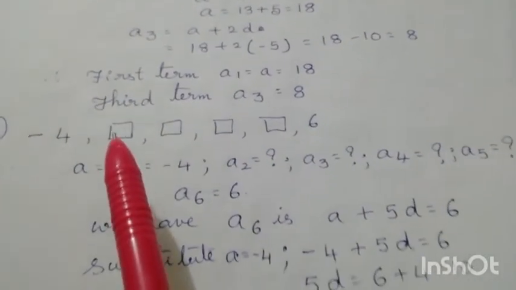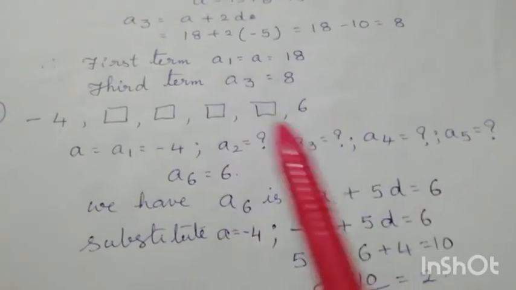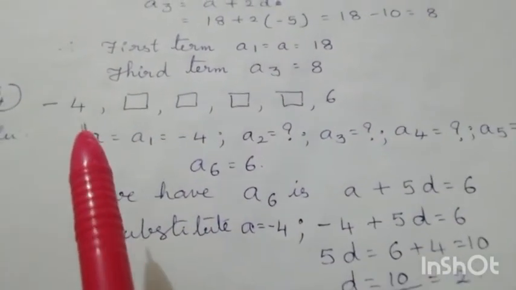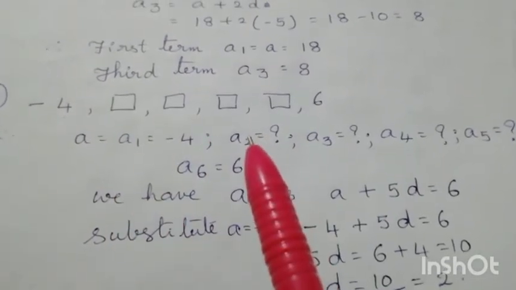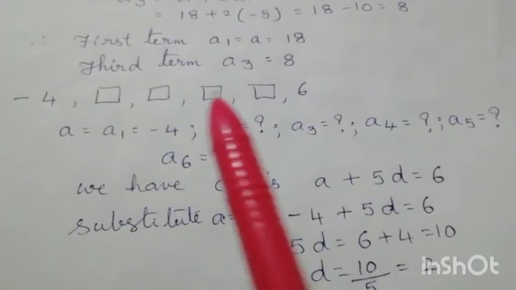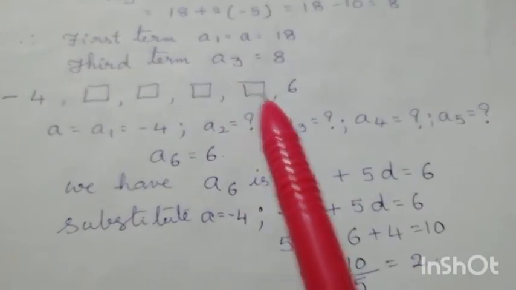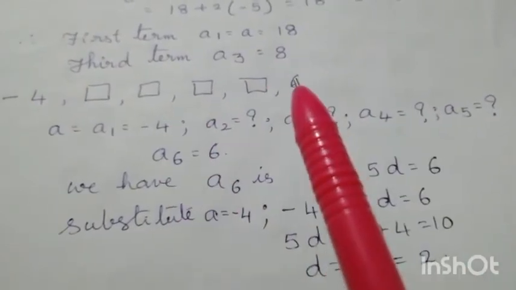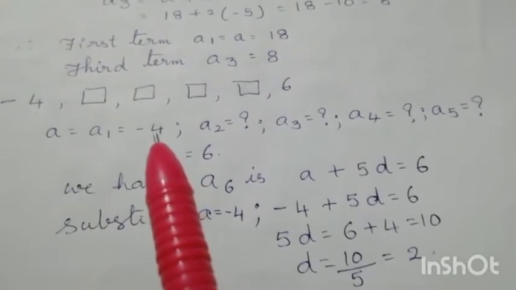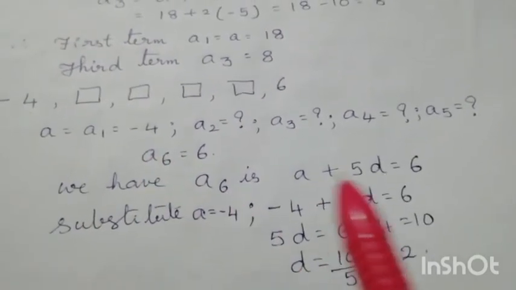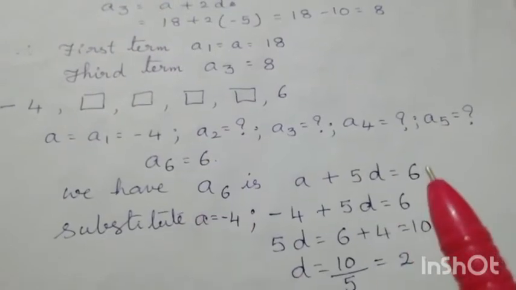Now we come to the next question. Minus 4, blank, blank, blank, blank, 6. Here we are given a1 is equal to minus 4, a2 is equal to question mark, a3 is question mark, a4 is question mark, a5 is question mark, and a6 is equal to 6. We are given first term a is equal to minus 4. a6 is nothing but a plus 5d, which is equal to 6.